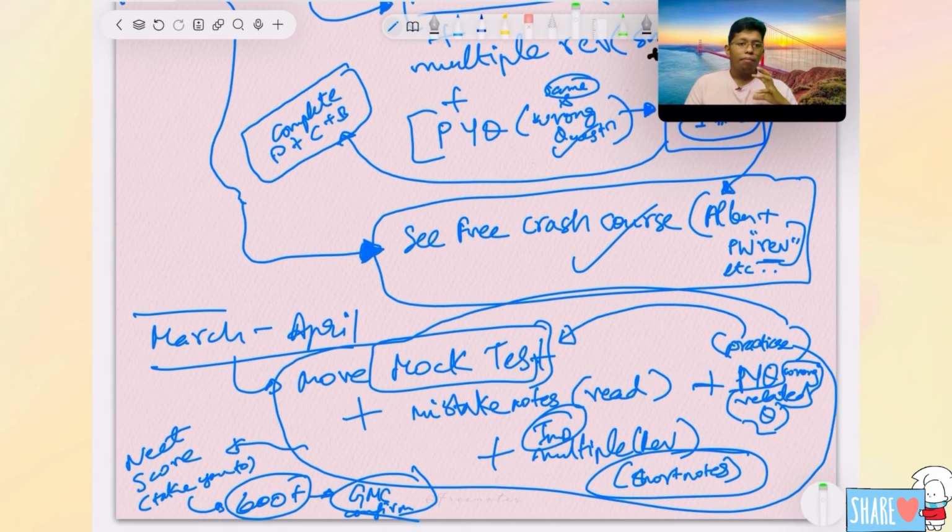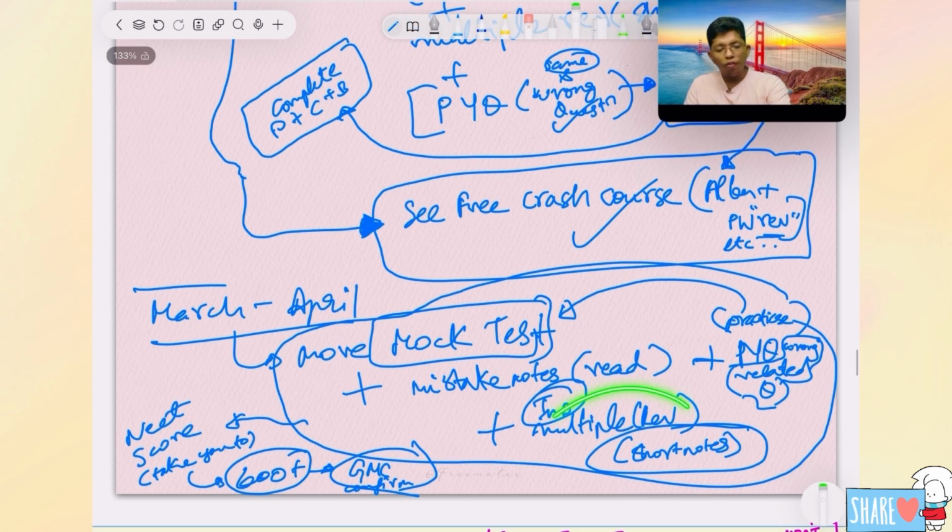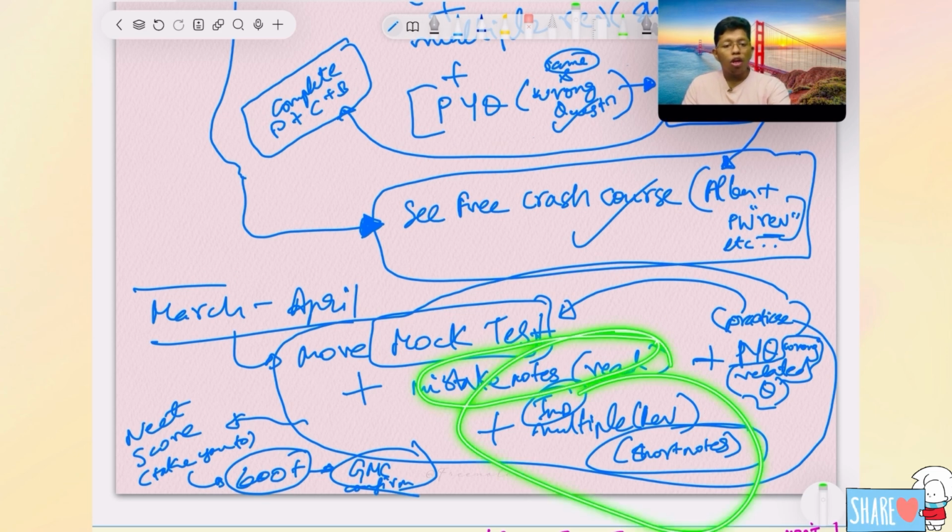Game changer month, that is March to April, the last month. This month you should do everything. Before giving any mock test, you should do 3 things. First, multiple revision: if you have short notes or NCERT, the NCERT highlighted points, PYQ highlighted, everything you should read. Second, if you have any mistake notes, read them. Finally, to test your knowledge, solve the bookmarked questions, which are the PYQs you got wrong.